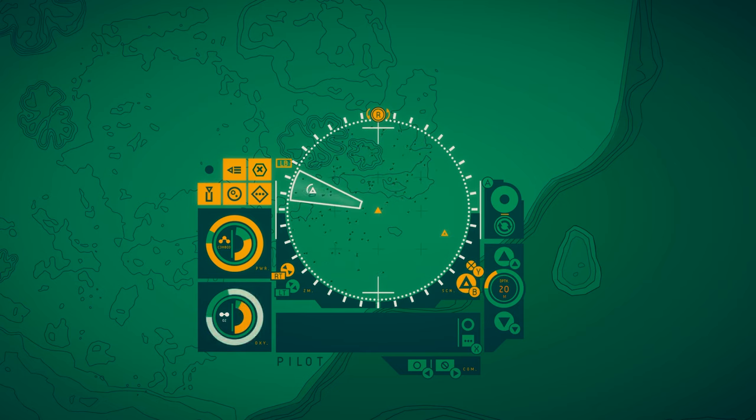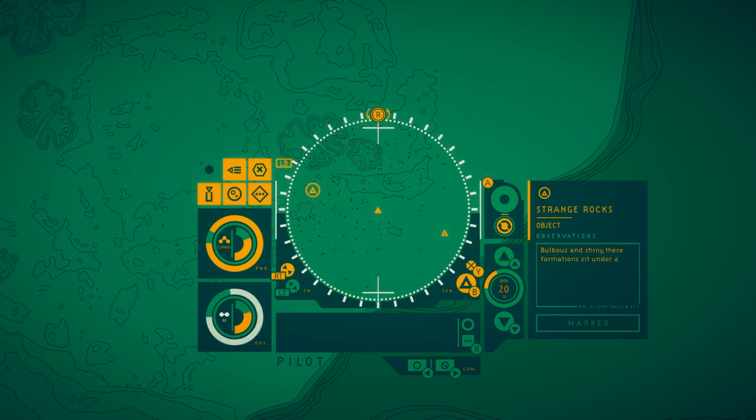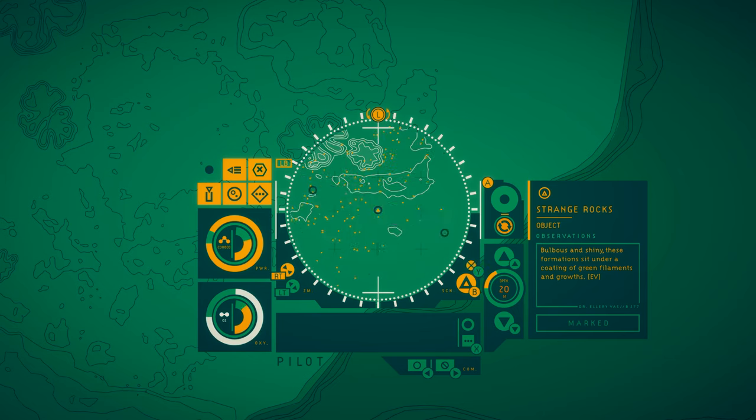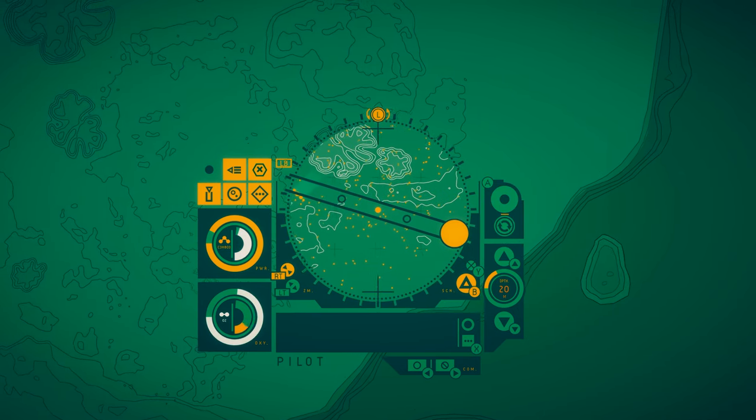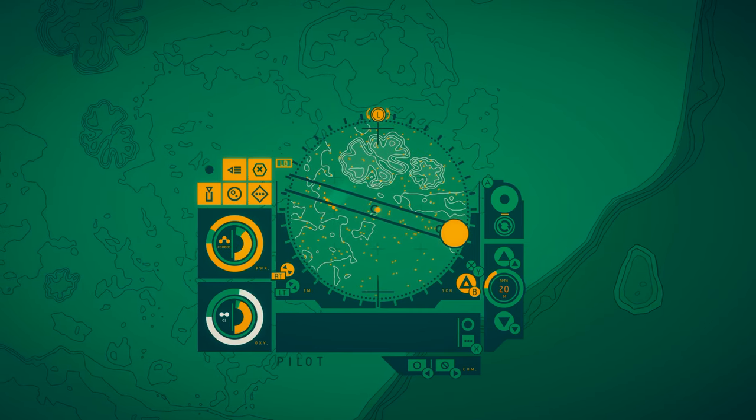Uh-oh. Bulbous and shiny, these formations sit under a coating of green filaments and growths. I feel the need to read very fast, so we spend as little time here as possible.